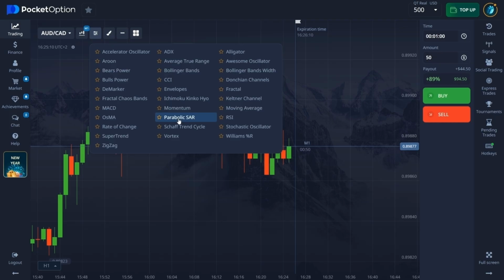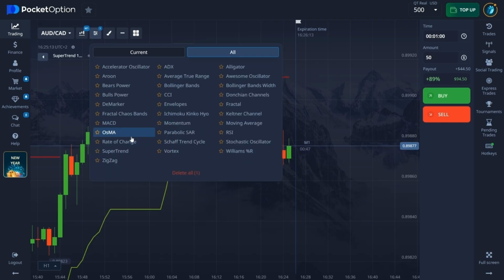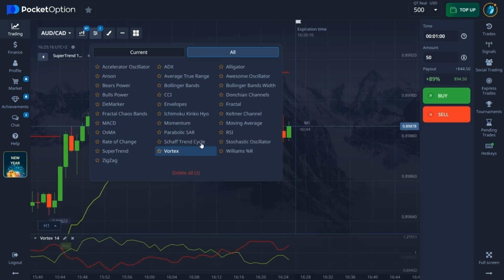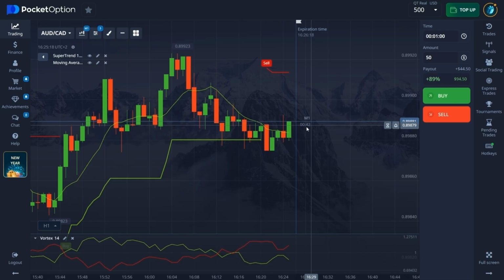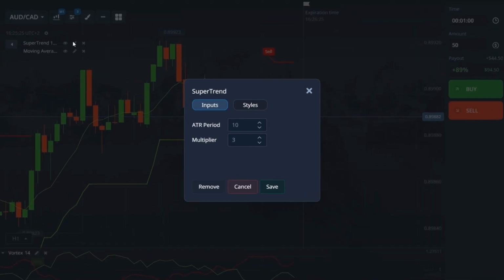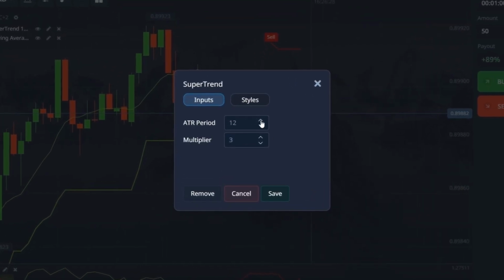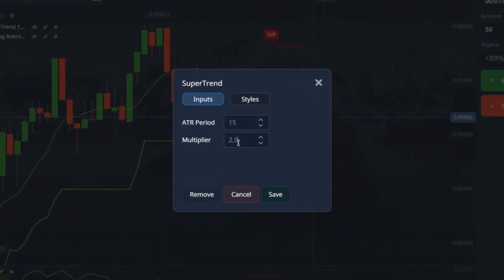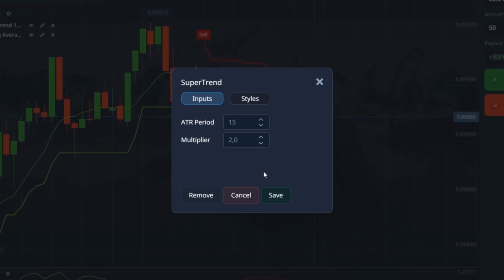So, the essence of today's strategy is as follows. We will connect 3 indicators. These will be super trend, vortex, and a moving average. We'll set it up according to the parameters specified by my subscriber and follow the recommendations and entry conditions. So for the super trend, set the first value to 15 and the second will be 2. Great, let's save this and move on to the moving average settings.